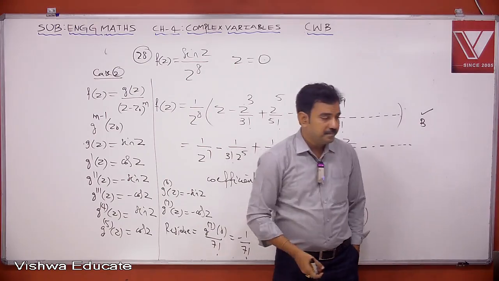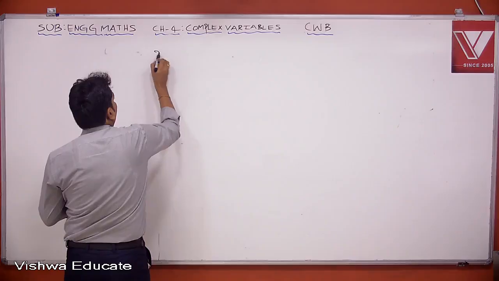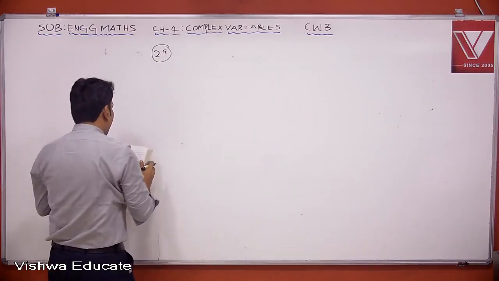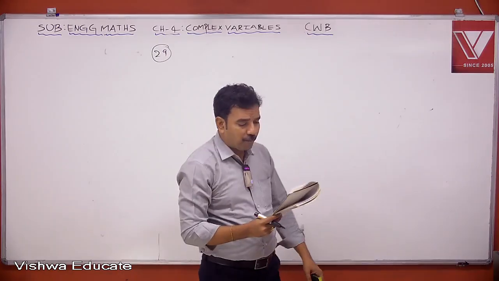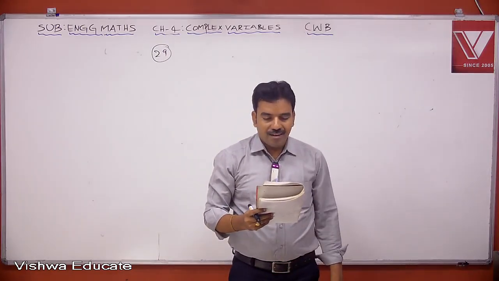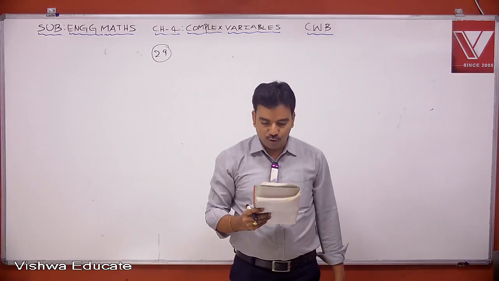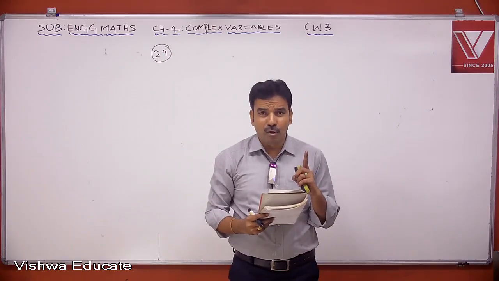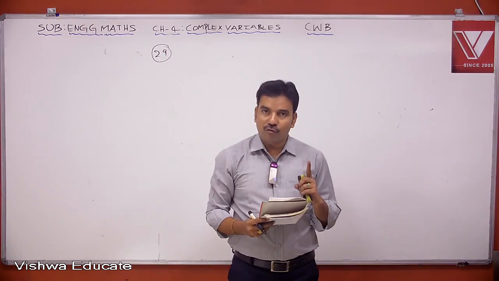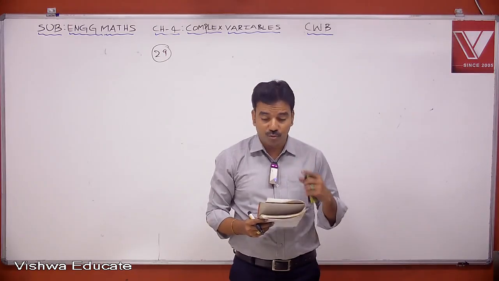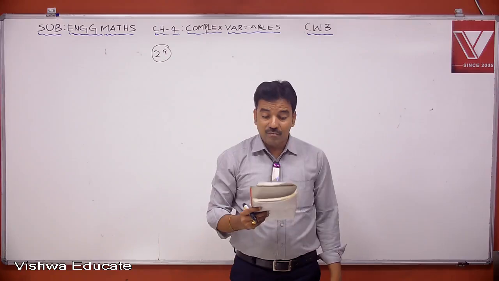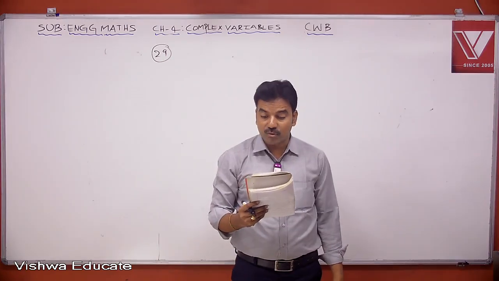Okay. Number 29, very interesting question. Let f of z be an analytic function with a simple pole at z equal to 1 and a double pole at z equal to 2. Simple pole means a pole of order 1. So 1 is a pole of order 1, 2 is a double pole, that is, 2 is a pole of order 2. Their residues are given as 1 and minus 2 respectively.